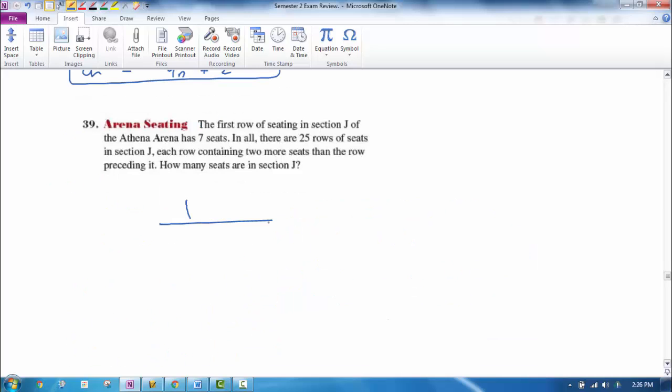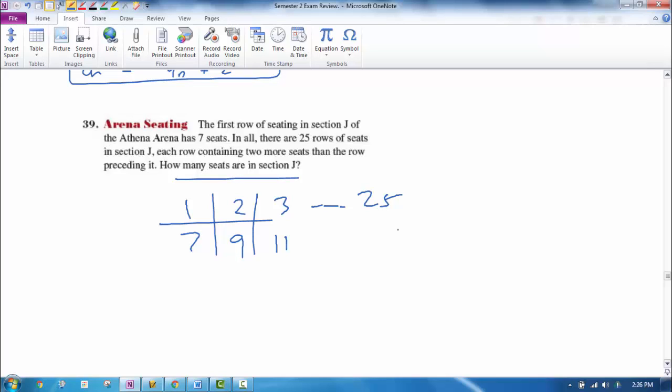Okay, the next term says the first row of seating has 7 seats, and then obviously it says there's 25 rows of seats. Now it says each row contains 2 more, so the second one's going to be 9, and the third one's going to be 11, and you get the pattern all the way up to the 25th row. They want to know how many seats are in the entire section.